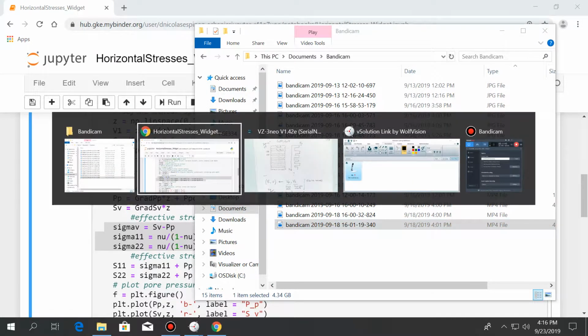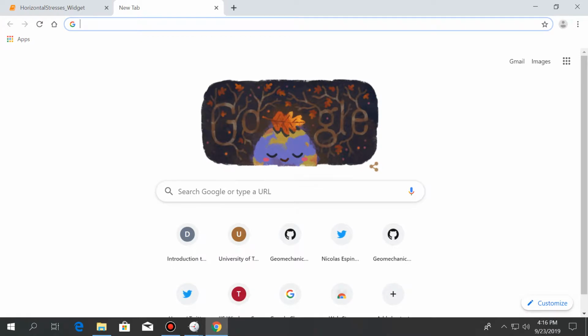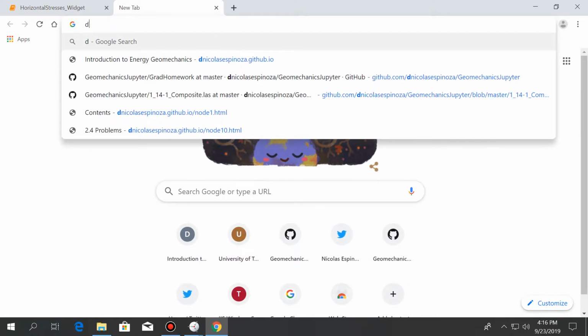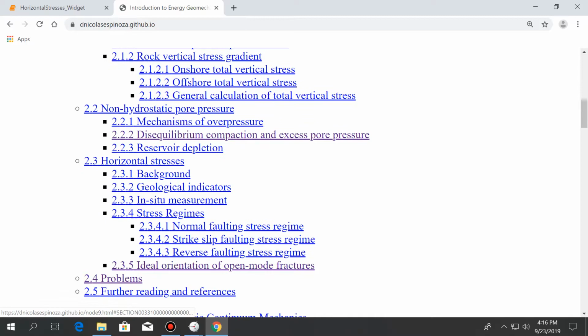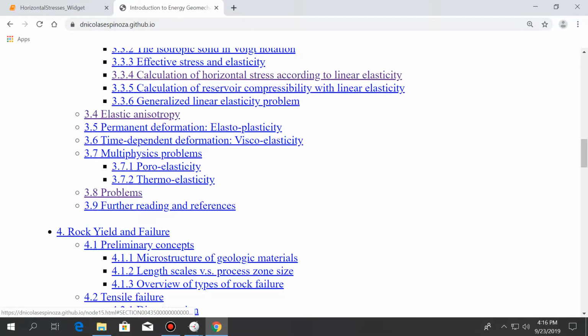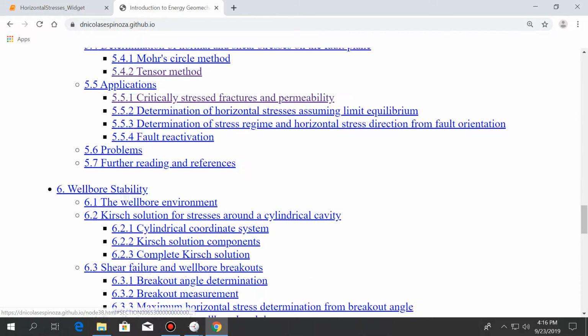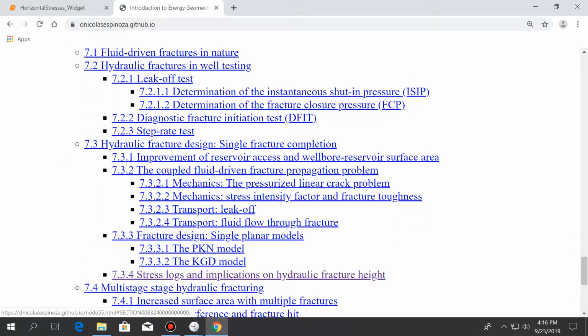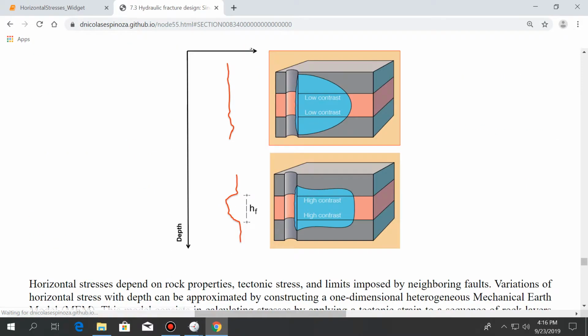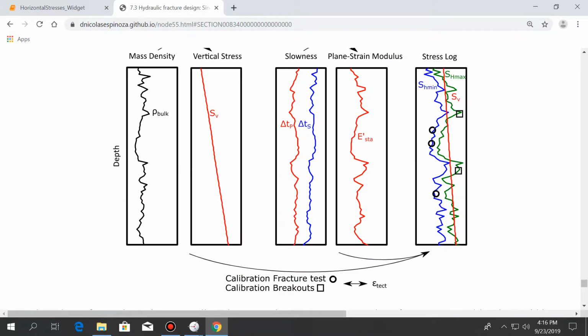Your plot is going to look something like this. Okay, we have to go a little bit further down. Yes, 7 point here. It's going to look something like this, which at every single depth you have a calculation of the horizontal stress value. Okay, well, let me tell you now why this is important.